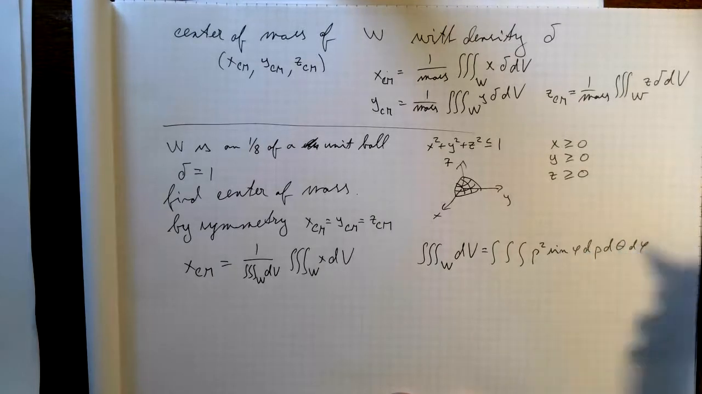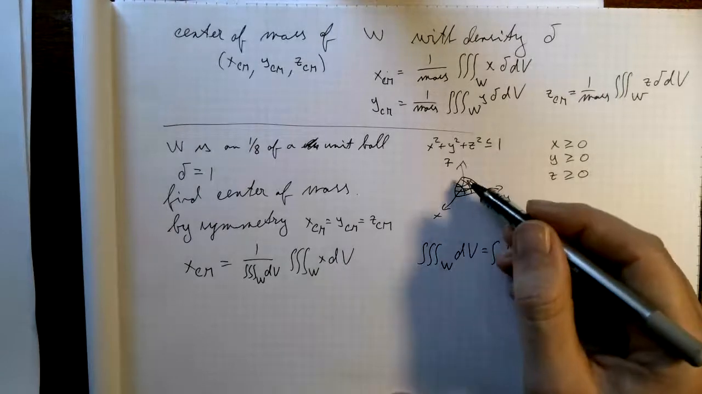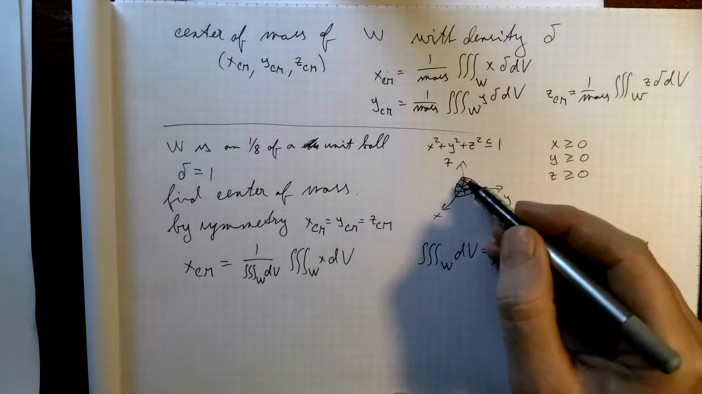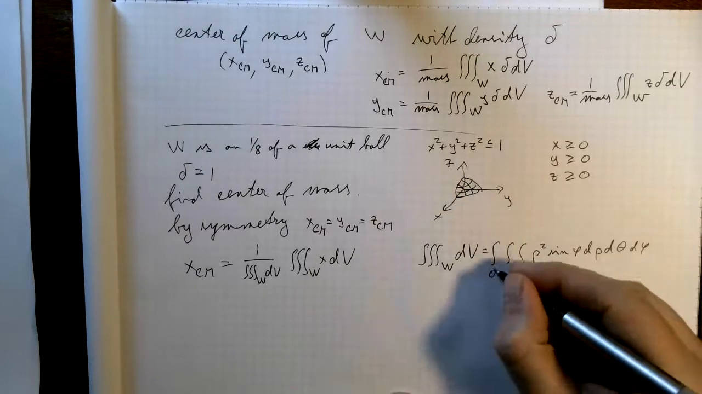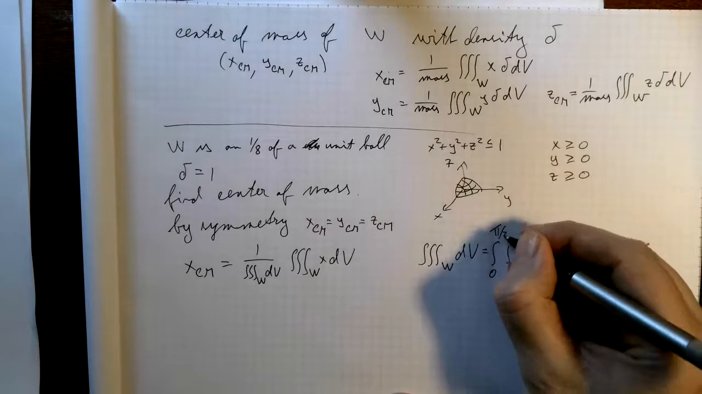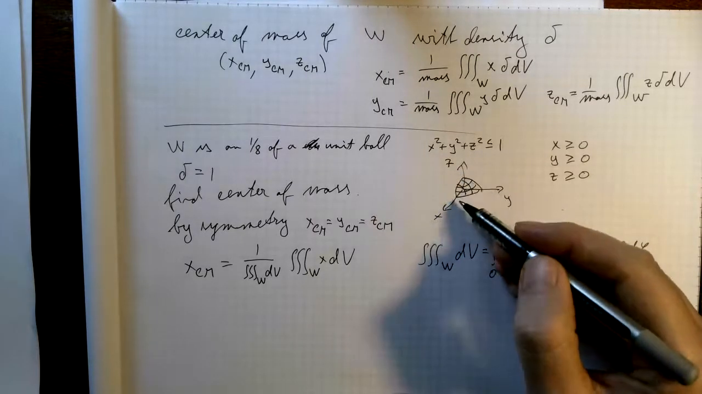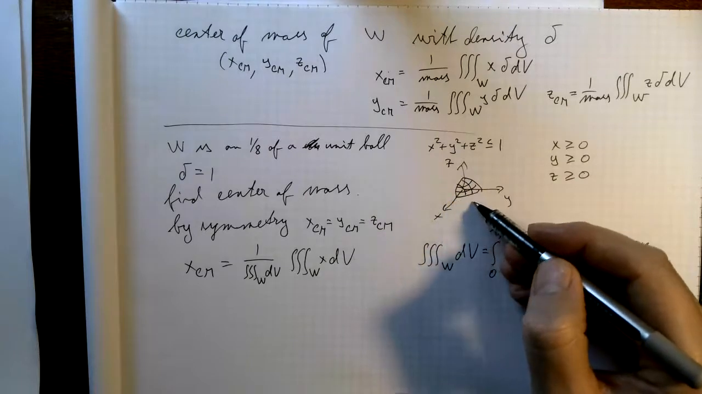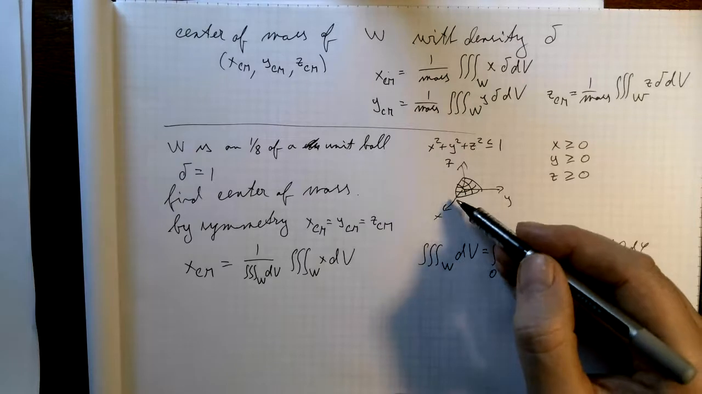So maybe like this. Phi, in this case, doesn't go over all the phi's, because it only goes through half of them. It goes from 0 to pi over 2. If you think about how this looks, it's not going over anything in the lower half of the ball. That's cut off. That's not in W.